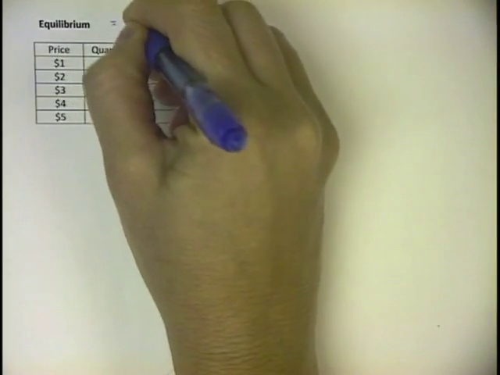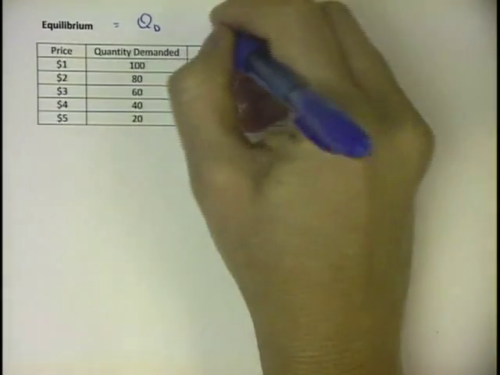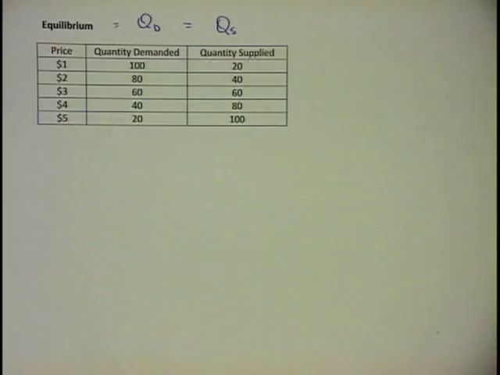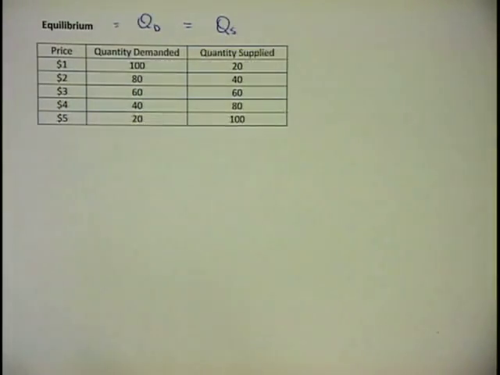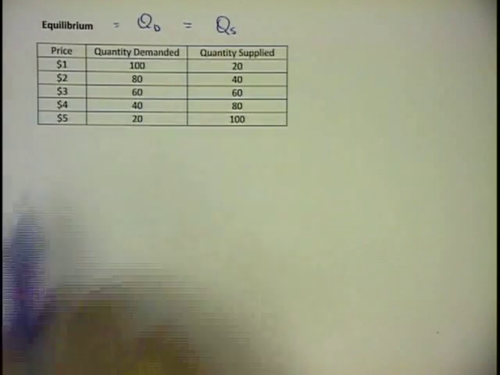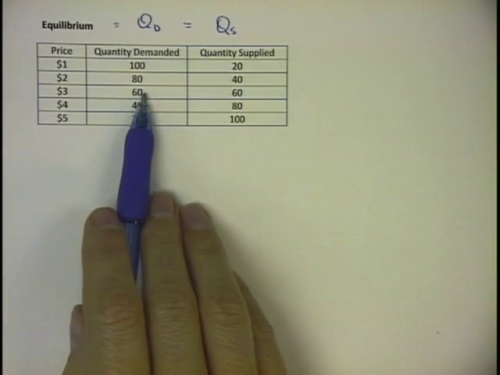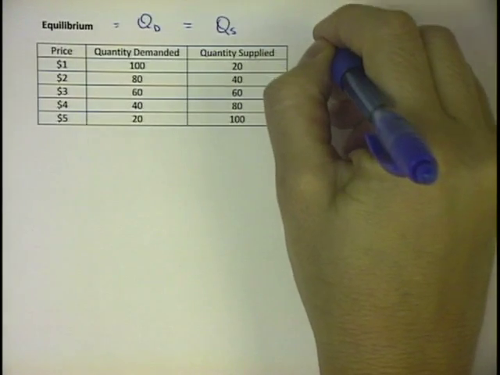Equilibrium is always going to exist where quantity demanded, Q sub D, is equal to quantity supplied, which we call Q sub S. The only place on this table where quantity demanded equals quantity supplied is at $3. At $3, quantity demanded is 60 and quantity supplied is 60. That would be our equilibrium price, $3, and the equilibrium quantity would be 60. Okay? So let's see what that would look like in a graph.